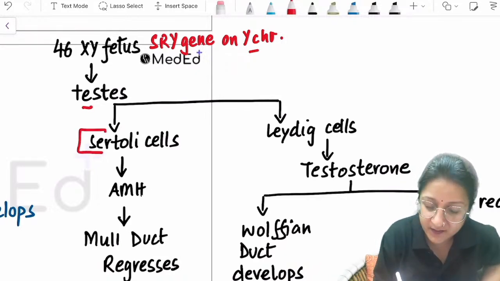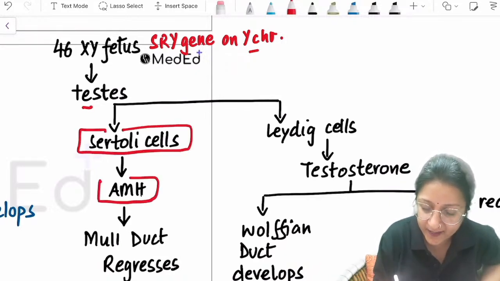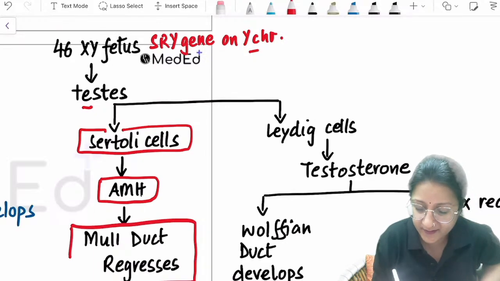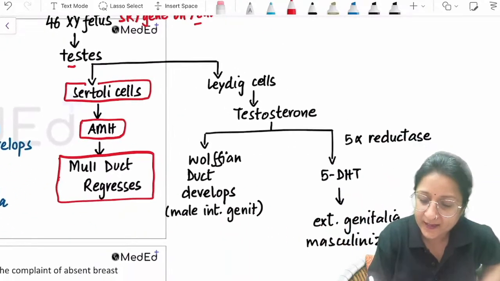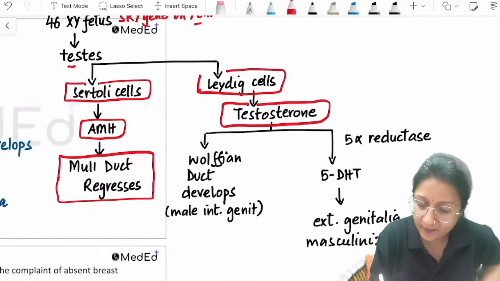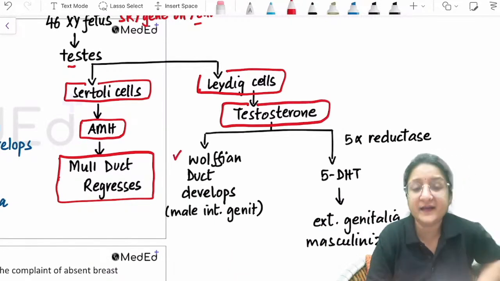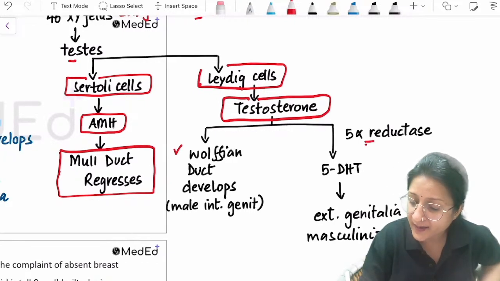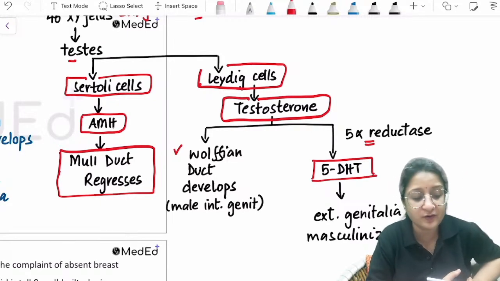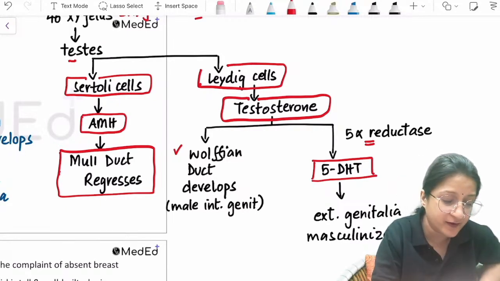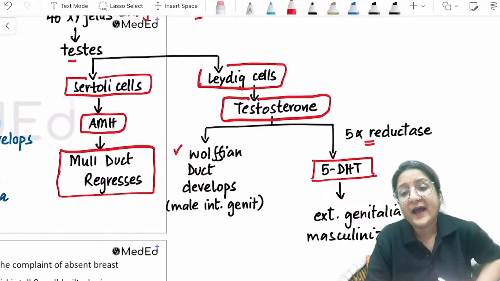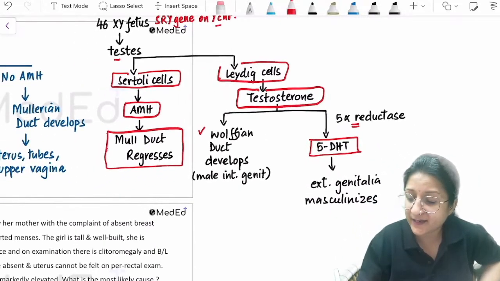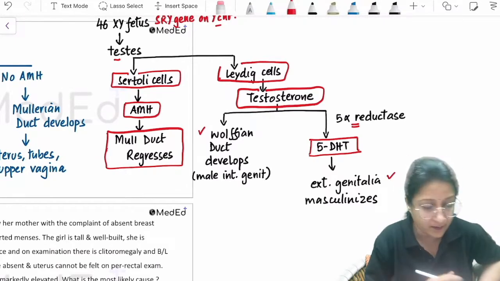Testes have Sertoli cells. Sertoli cells secrete AMH, and the Mullerian duct regresses. Leydig cells secrete testosterone. Because of testosterone, the Wolffian duct develops into male internal genitalia. This testosterone has to get transformed to 5-DHT, dihydrotestosterone, by the enzyme 5-alpha reductase, and because of that, the external genitalia masculinizes.